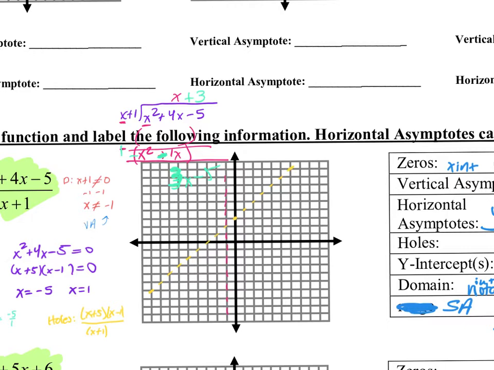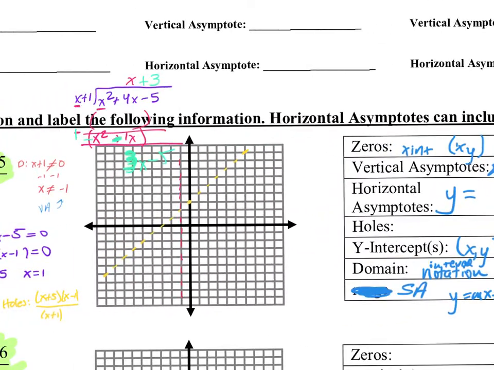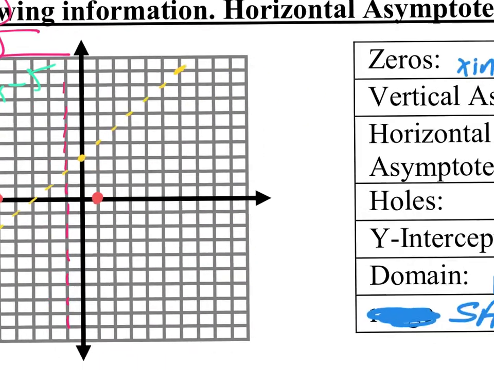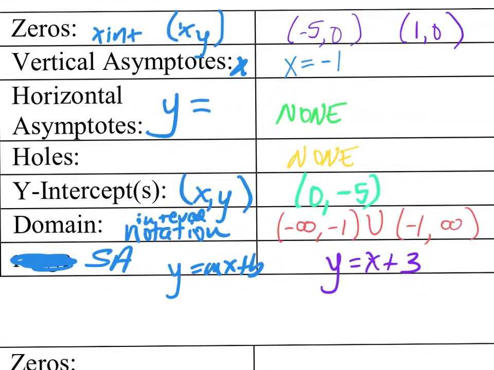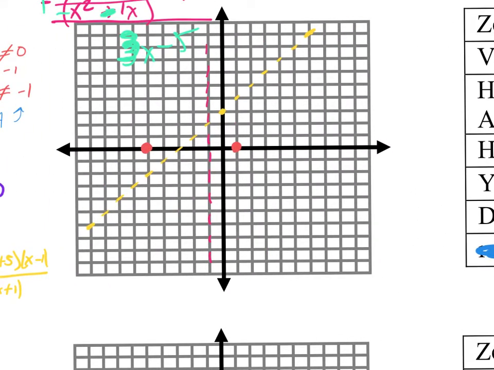Now let's do our intercepts. I have x-intercepts at (-5, 0) and (1, 0). So 1, 2, 3, 4, (-5, 0). And then I have one at (1, 0). Good. My y-intercept was where? (0, -5). 1, 2, 3, 4, 5. Now you guys can kind of see where your boomerangs are going to exist. But we want additional points. We want to make sure.